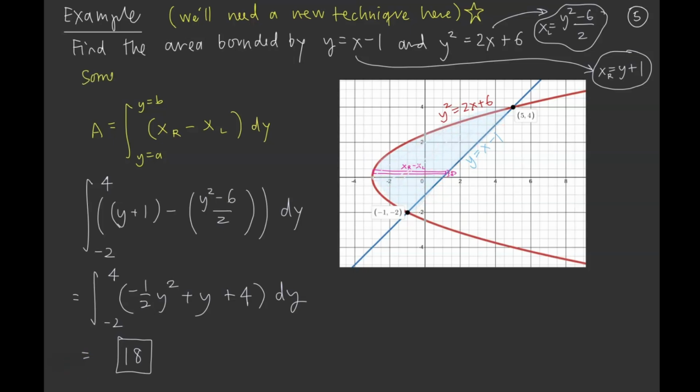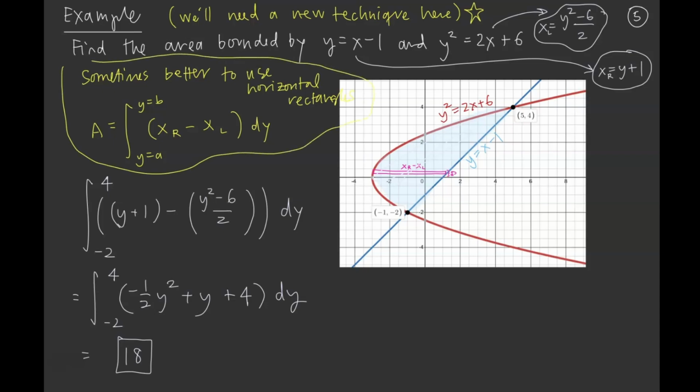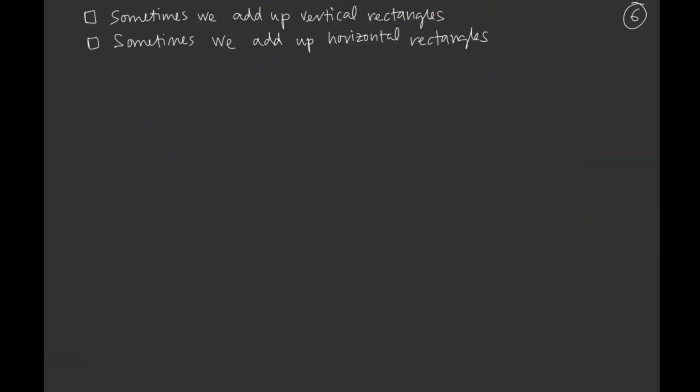So sometimes it's better to use horizontal rectangles. And if we do, then this is the relationship that we want to be counting. So what we've seen is sometimes we're going to add up a bunch of vertical rectangles, an infinite number actually, to get what we need, and sometimes we add up a bunch of horizontal rectangles. Both of these are when we were looking for calculating an area between curves. So we know how to do that.